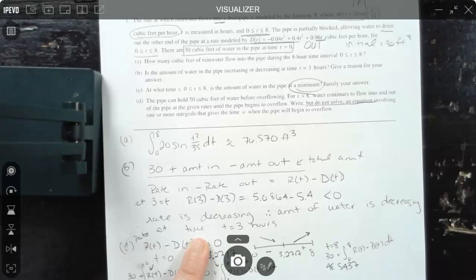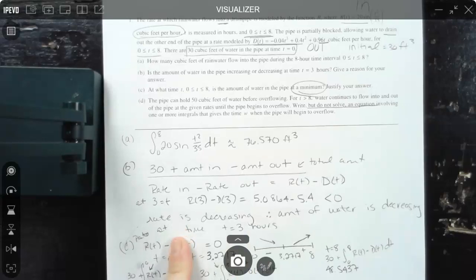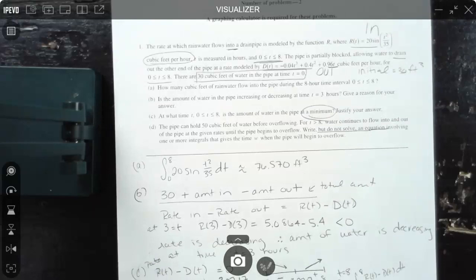So you got 1 point for considering R of 3 and D of 3. Whether you subtracted them, whether you did whatever, you knew you needed to look at R of 3 and D of 3. You didn't know what to do with them, but you knew at that point you needed to use the rate. That was 1 point, and then you got 1 point for your answer with your reasoning. I said the rate is decreasing, therefore the amount of water is decreasing at time t equals 3. They said since R of 3 is less than D of 3, which is kind of what you did, Robert, the amount of water in the pipe is decreasing at time 3 hours. So as long as you explained it being less than the rate.